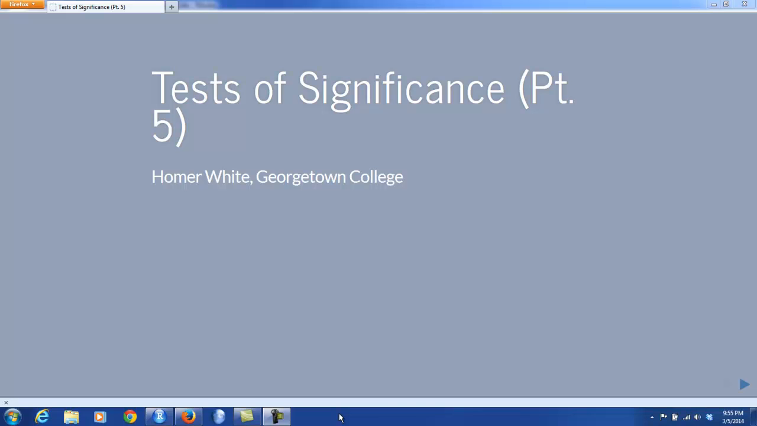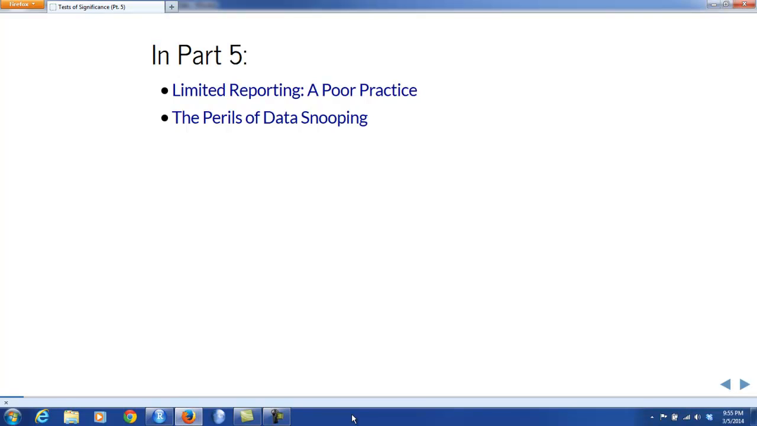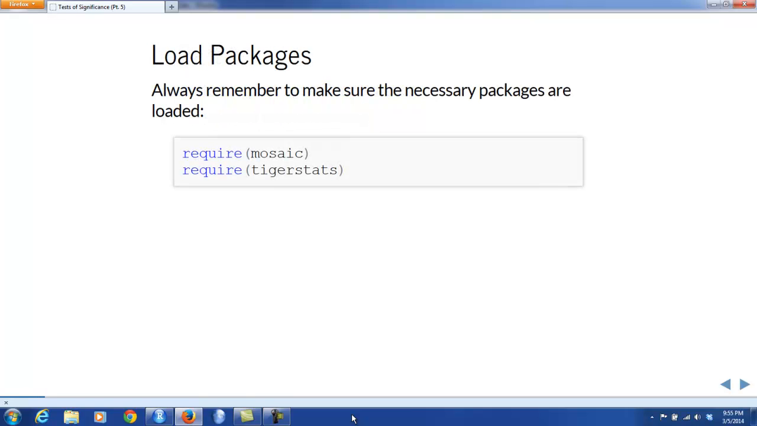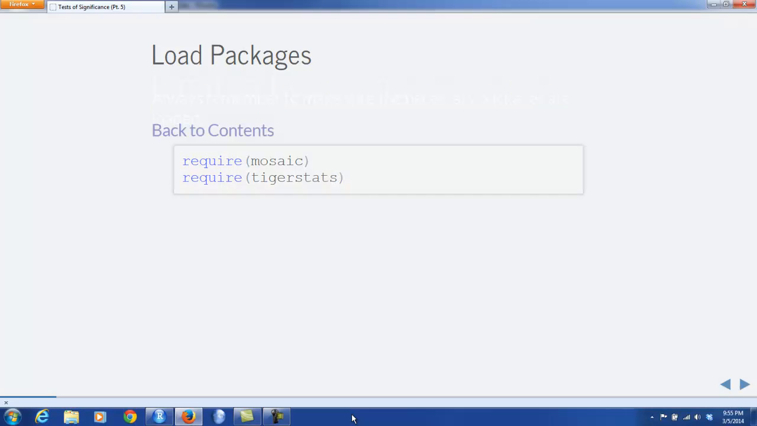We're working on tests of significance. In this part, we'll learn about the dangers of limited reporting of your results and also the difficulties associated with the practice of data snooping. Always remember to make sure that the necessary packages are loaded.